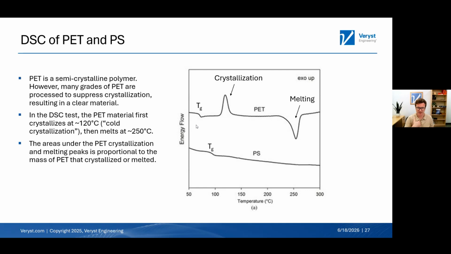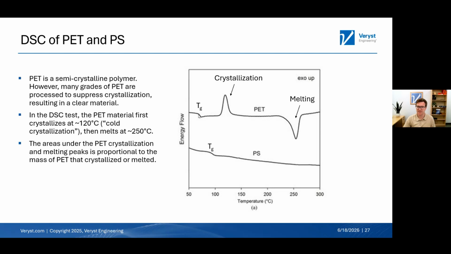The reason I like using PET as an example for DSC tests is because most PET that I interact with on a day-to-day basis is clear. Something like a soda bottle or a drink bottle, that's clear PET, a packaging material. You want it to be clear. But PET naturally wants to crystallize. So the way they process it is by melting it and cooling it super fast to prevent that crystallization from happening.